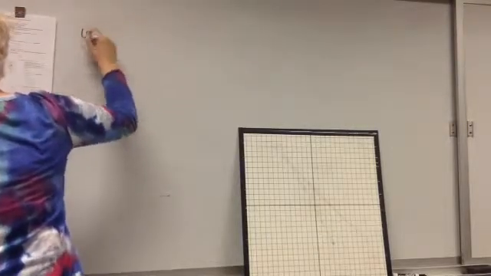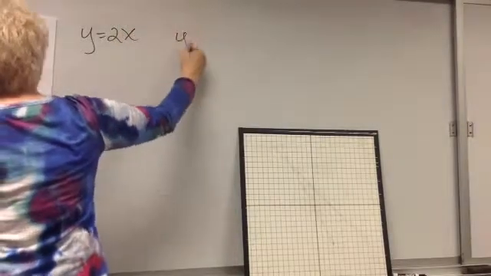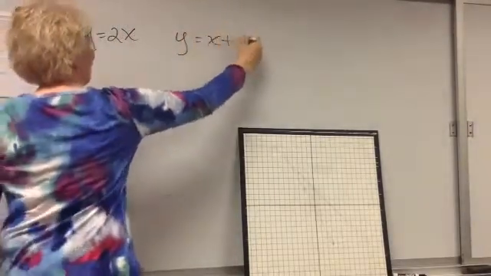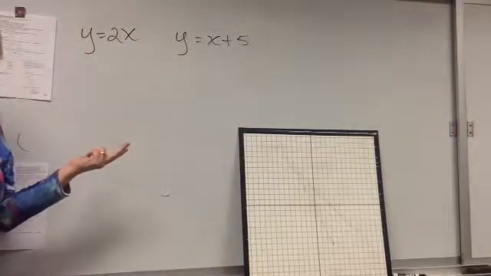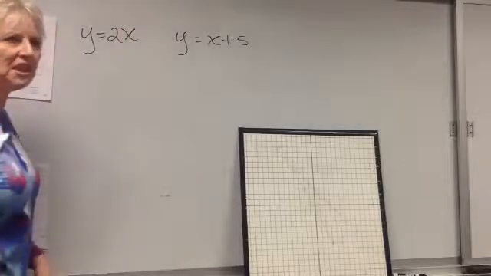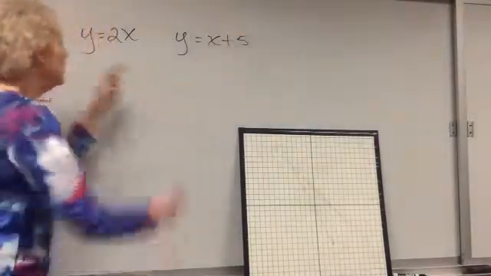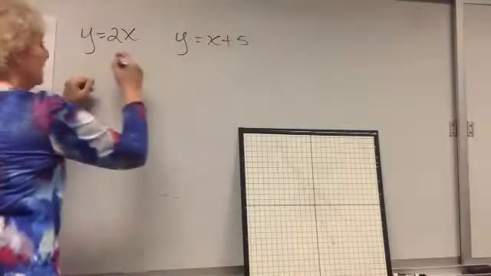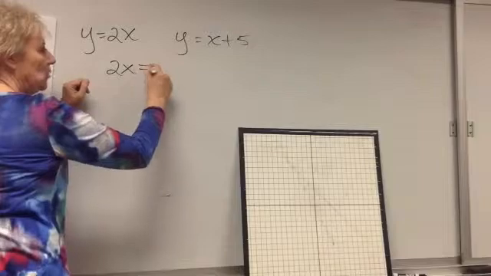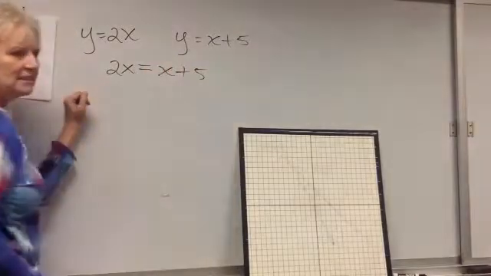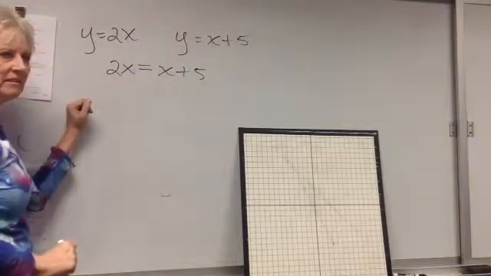Let's go y equals 2x and y equals x plus 5. Both of them are solved for y right now. So just make them equal to each other. This is y and this is y. So that equals that. 2x equals x plus 5. Okay? All I did was take this y and put 2x in for it.